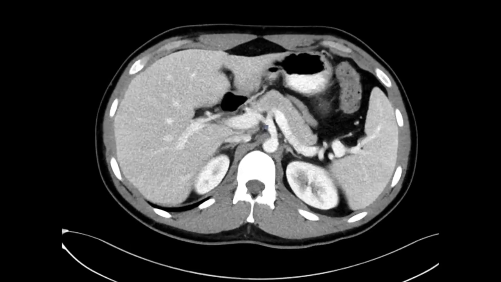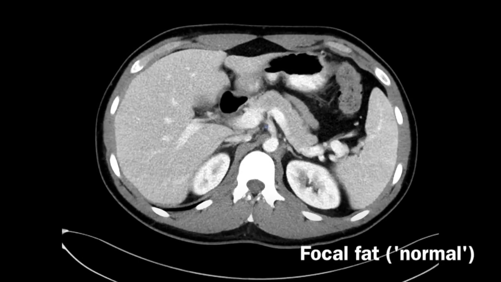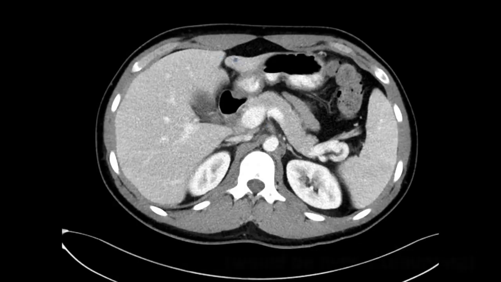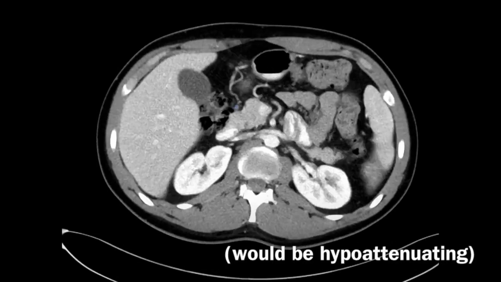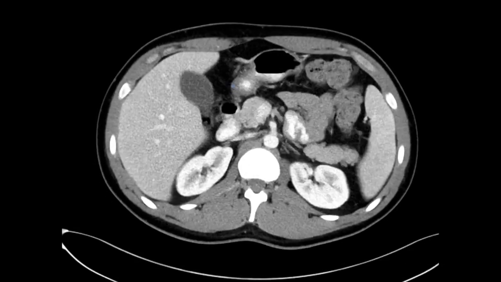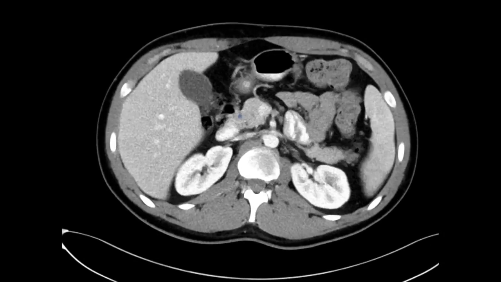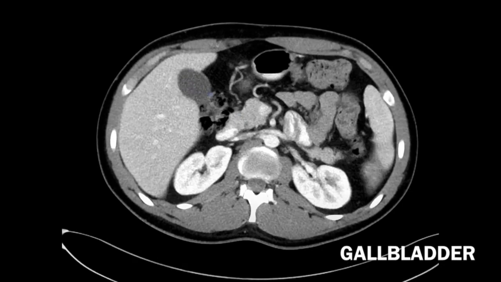Very briefly, common locations to have focal fat in a normal or relatively normal liver include adjacent to the falciform ligament, in posterior segment 4 here, as well as adjacent to the gallbladder fossa. Okay, so we're done with the liver. This here is the gallbladder.